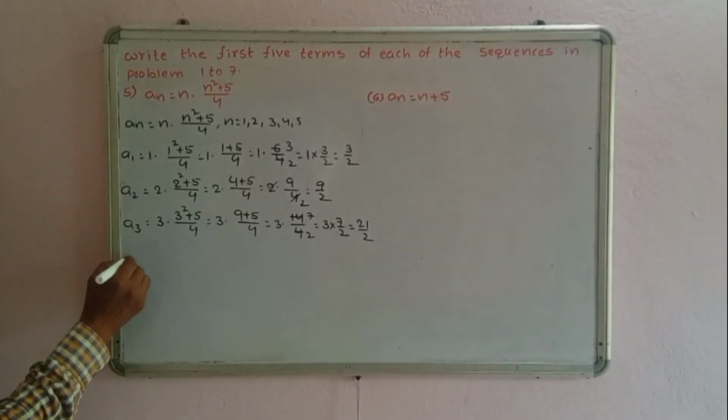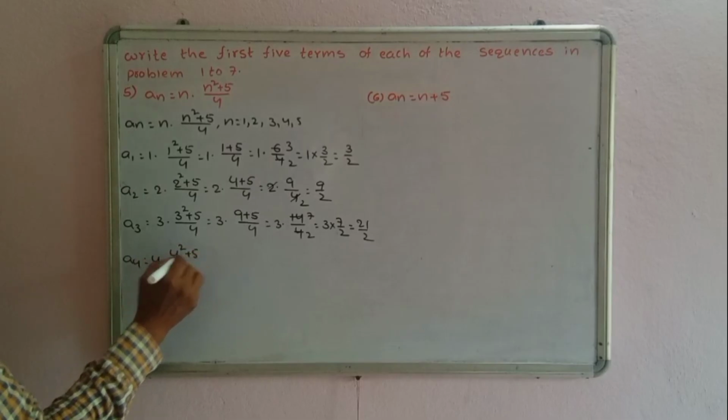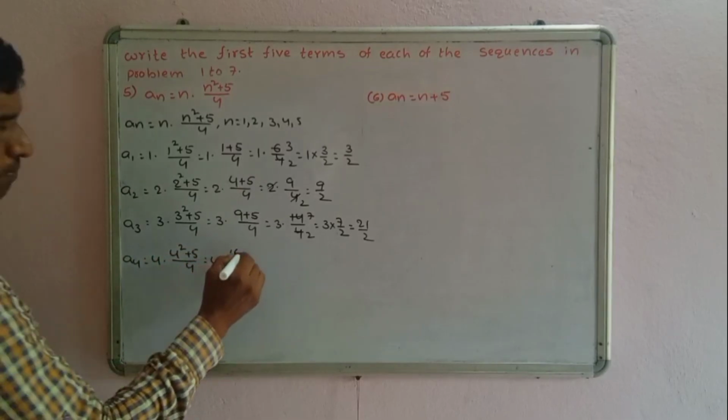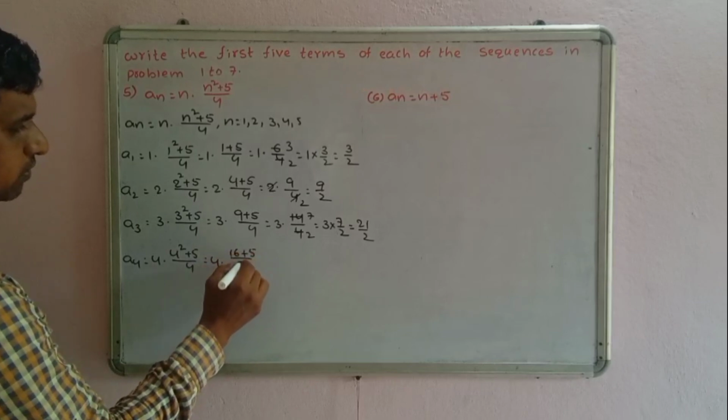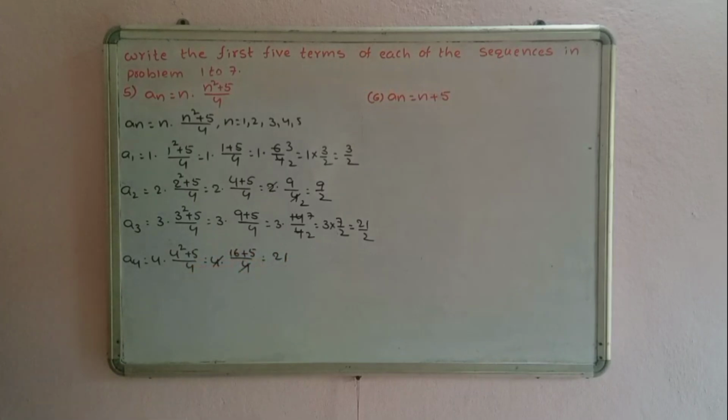Next, A4. 4 into 4 square plus 5 by 4. 4 into 4 square value 16 plus 5 by 4. So here 4 get cancelled. 16 plus 5 is 21.